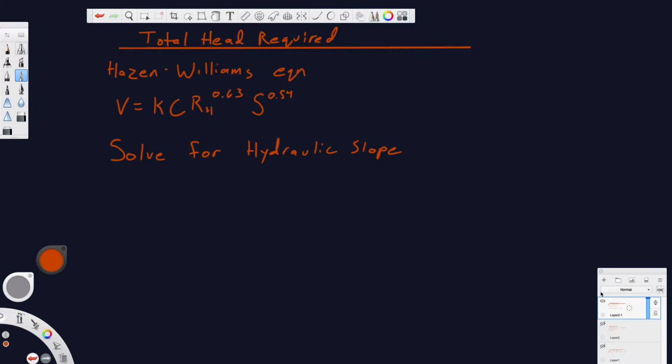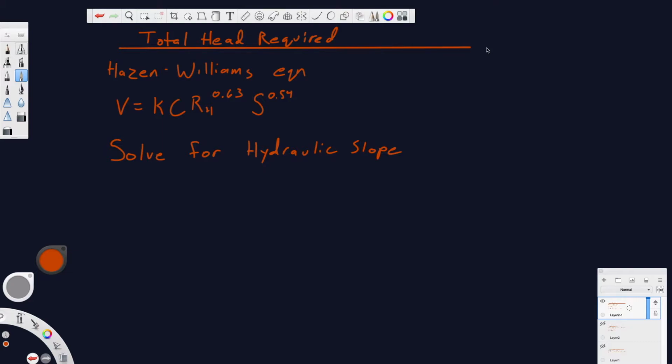So we have the Hazen-Williams equation where velocity is going to be equal to, let's start with C. C is going to be your coefficient of friction. This is something you're going to look up in a table. I'm pretty sure it's supplied in the FE reference handbook. They're going to have tables.